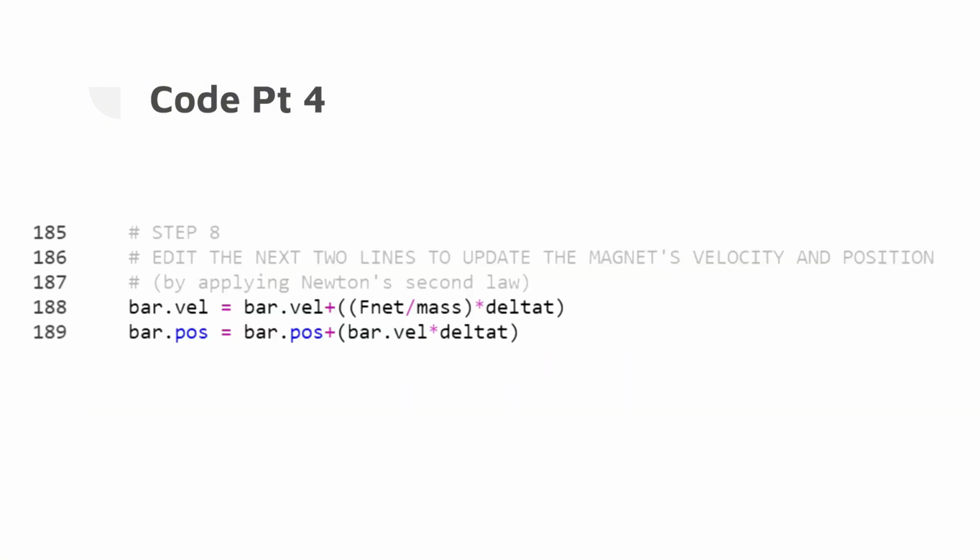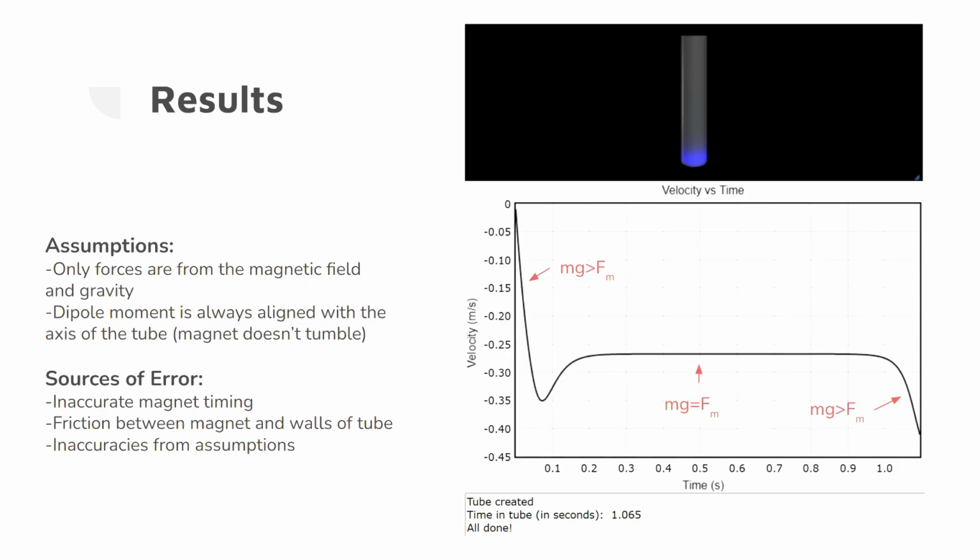Finally, using Newton's second law, F equals ma, we can extrapolate from the acceleration first the velocity, and then the position of the magnet, and iterate over time to find the position and the velocity of the magnet as it falls through the tube. So then here are the results.